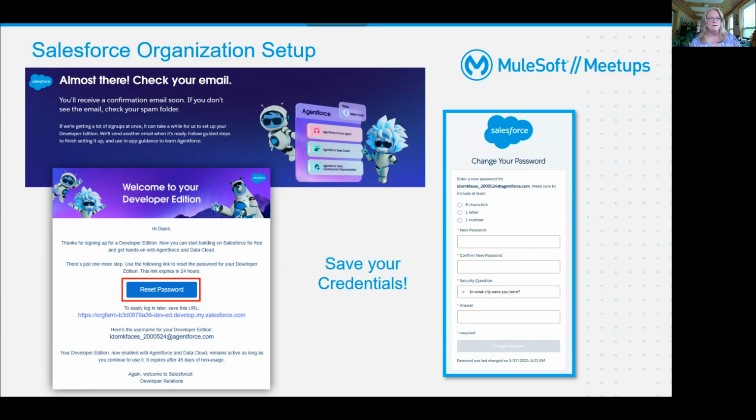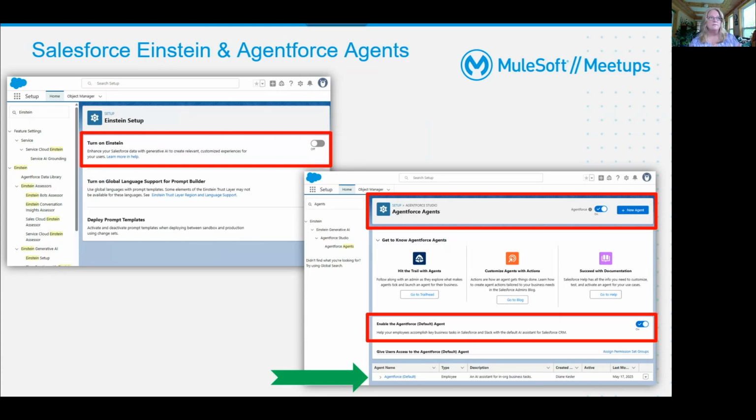So in that whole process, once you've entered that in, you'll get an email. You've got to reset your password. Then we also enable the Einstein features in the setup of that Salesforce org, and also the Agentforce agents, as well as enable Agentforce default agent. So this is the agent that we're going to use in this workshop down here. Okay, so all of this is what we did in part one.